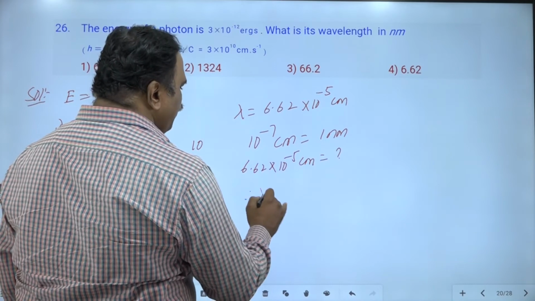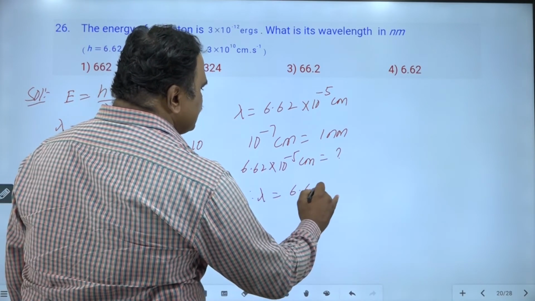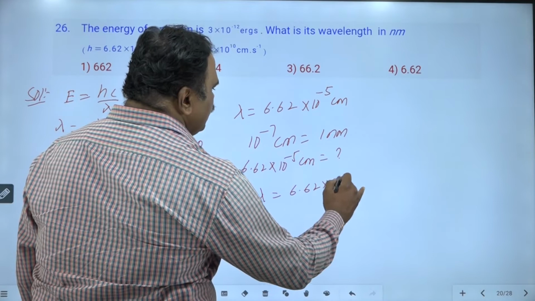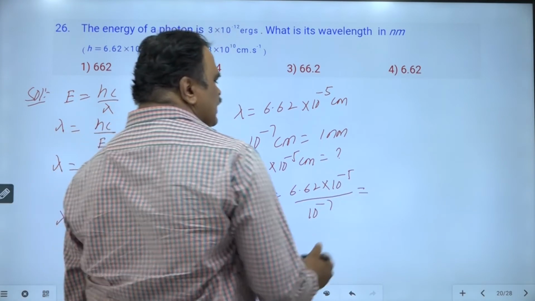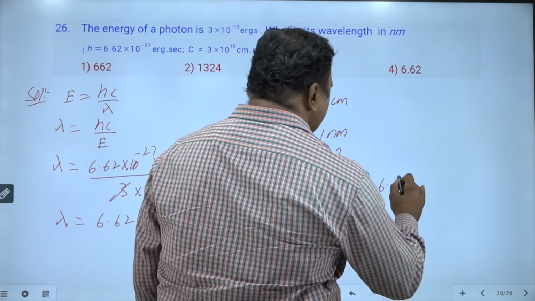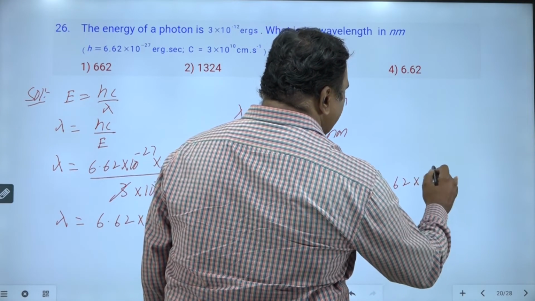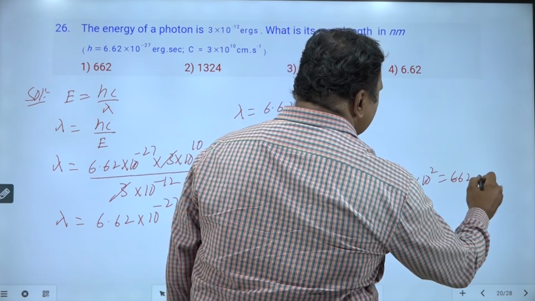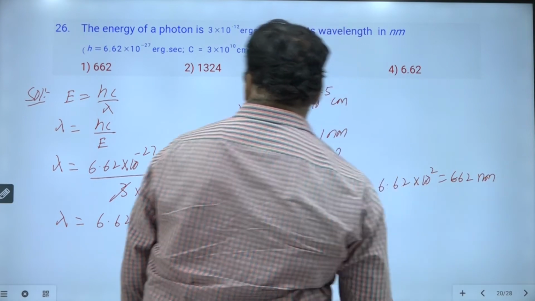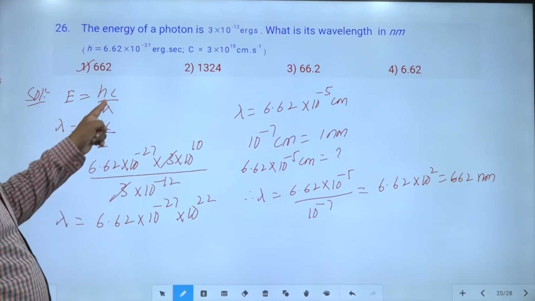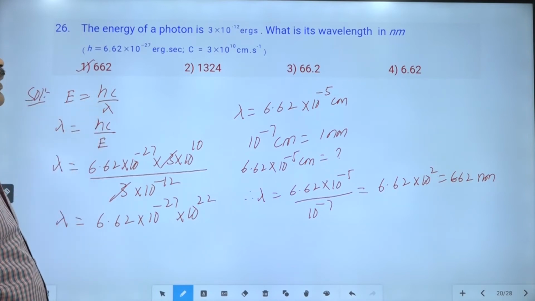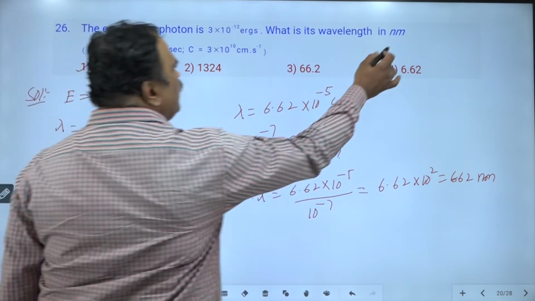Therefore, wavelength is equal to 6.62 into 10 power minus 5 by 10 power minus 7. It can be written as 6.62 into 10 square, or 662 nanometer. So option 1 is correct. E is equal to hc by lambda, and we have to find the wavelength in nanometer.